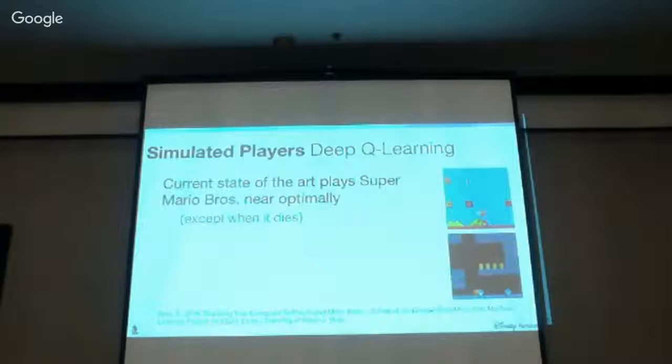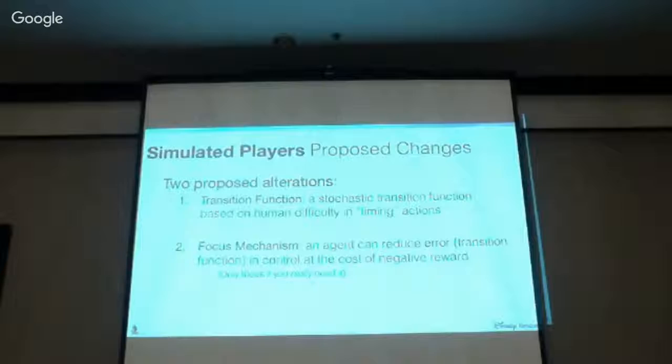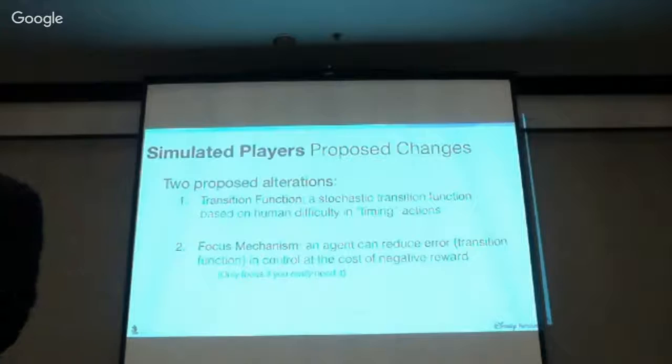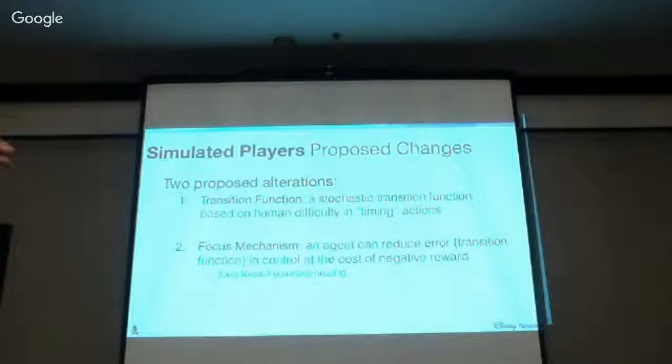We're going to make a few proposed changes. These are just proposed, nothing definite right now. But one thing we'd like to do is change our transition function. So we want a stochastic transition function based on things that are difficult for humans. So for example, timing of actions, like timings of jumps. We want to make it so that if the agent wants to jump right now, it may not perfectly time it. It may do it a little bit early, might do it a little bit late.